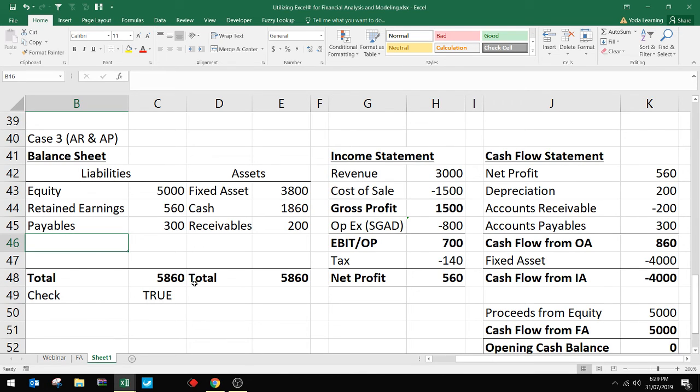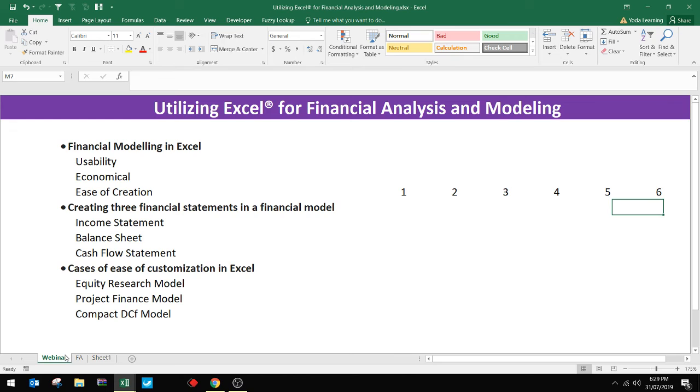Now that we have looked at these 3 examples, I would request you to practice them even after the video is ended and start from scratch. Only then you'll be able to thoroughly understand the different structures. Now that we have looked at the 3 financial statements, let's look at the cases of ease of customization in Excel.